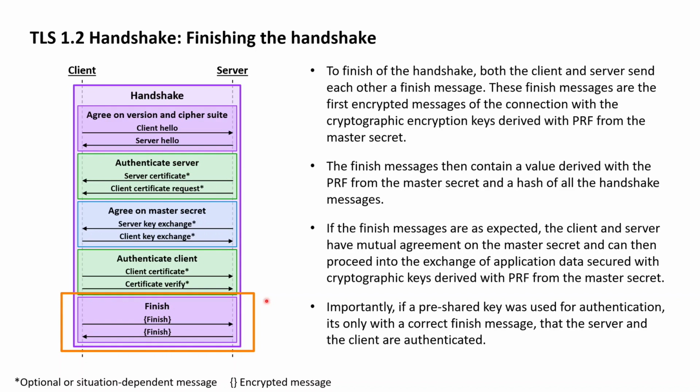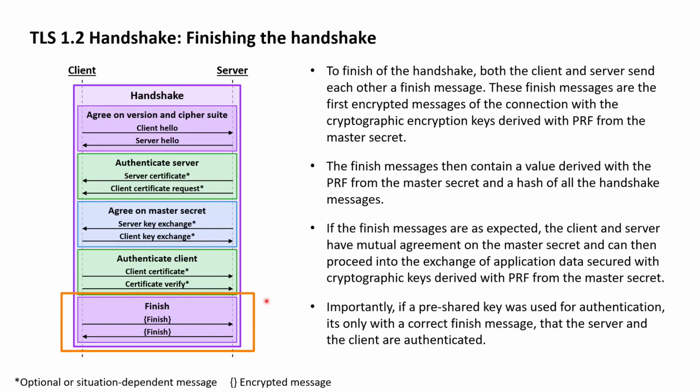Worth pointing out at this point is that these finish messages are actually the first encrypted messages of the TLS connection. The encryption of these finish messages takes place by using the pseudorandom function PRF to derive cryptographic encryption keys from the master secret. To reach the mutual confirmation on the master secret, the finish messages exchanged by the client and the server then contain a value that is again derived with the pseudorandom function PRF from the master secret and a hash of all the handshake messages.